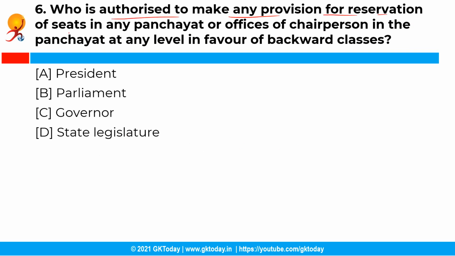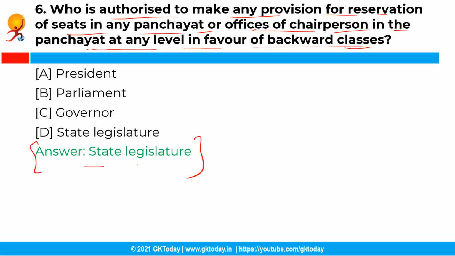Now the next question is, who is authorized to make any provision for reservation of seats in any panchayat or offices of chairperson in the panchayat at any level in favor of backward classes? So you have the following options and the correct answer is option D, that is state legislature. So the legislature of a state is authorized by the 73rd Amendment Act to make any provision for reservation of seats in any panchayat or offices of chairperson in the panchayat at any level in favor of backward classes.